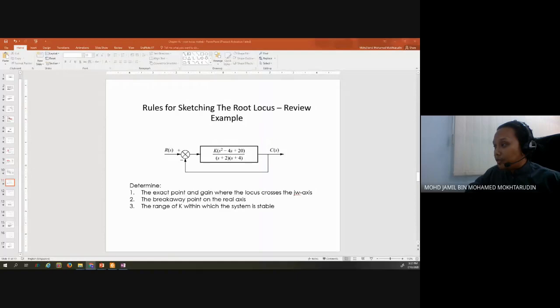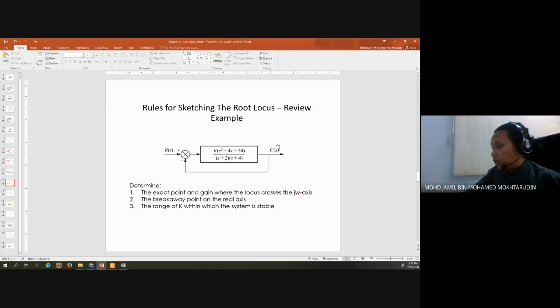So for today's lecture, we will continue on slide chapter 4C regarding root locus. In video number 1, I discussed all the questions that are given to you as quiz 12. For today we will continue with 2 more questions in the chapter 4C slides. So this is the third question.